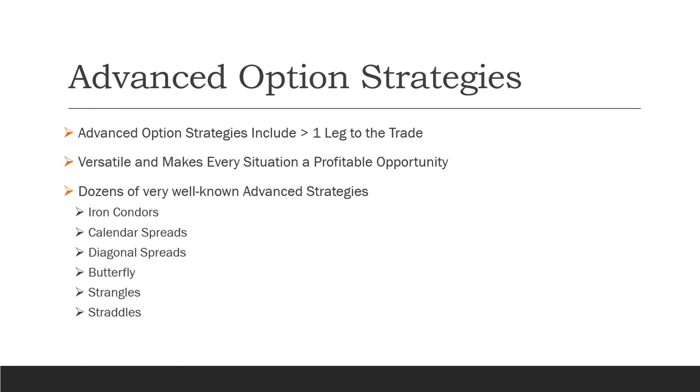If you remember earlier, that just means we have multiple parts, multiple contracts in the same play. The benefit of using advanced option strategies is that you can have very versatile plays and make every situation a profitable opportunity. I'm not going to go over all of them today. There are dozens, probably even hundreds of different strategies out there. But some of the more well-known ones, more like intermediate strategies, are iron condors, calendar spreads, diagonal spreads, butterflies, strangles, and straddles. For today's purpose, I'm only going to be going through calendar spreads. When we have our next course, I'll go over the other strategies as well and when we use them.